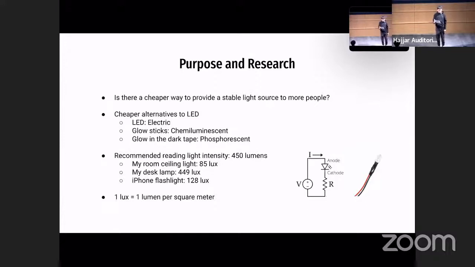So I looked up the recommended reading brightness and also measured my room light and desk lamp. And I figured out that the recommended reading brightness is 450 lux, which is surprising because my room ceiling light is much lower, and that's what I usually use to read. And one lux is 1 lumen per square meter.